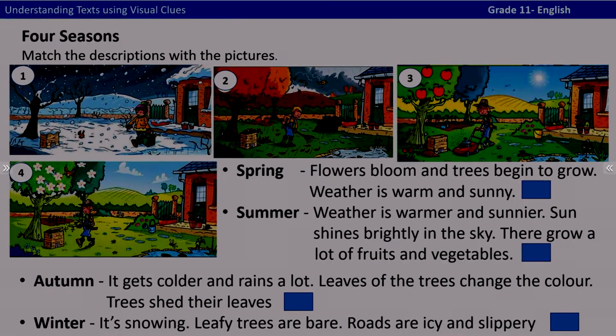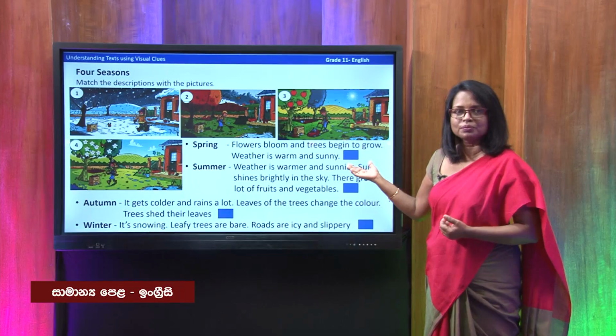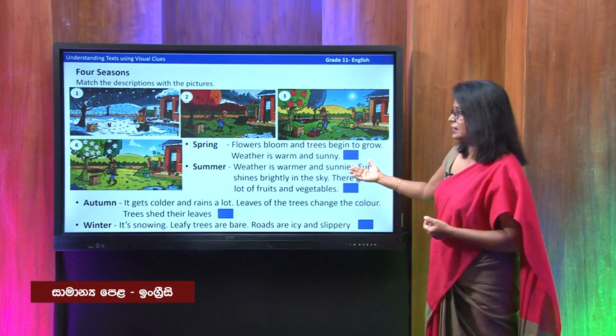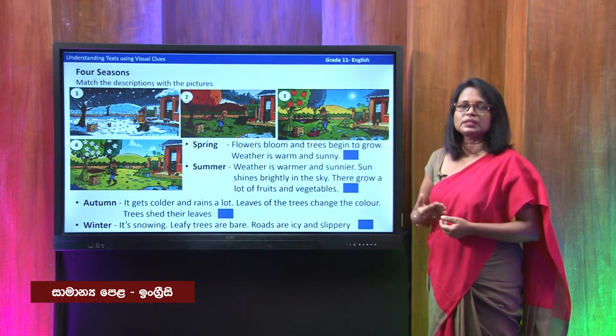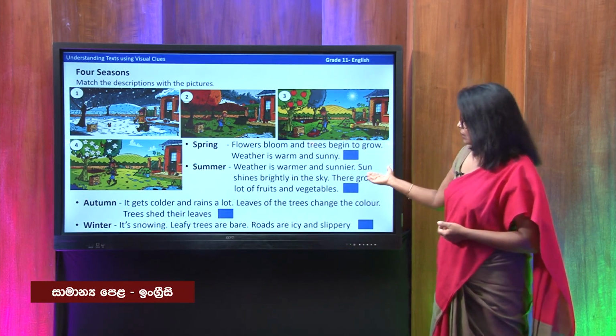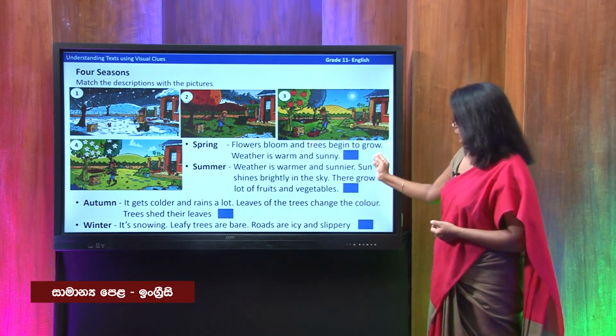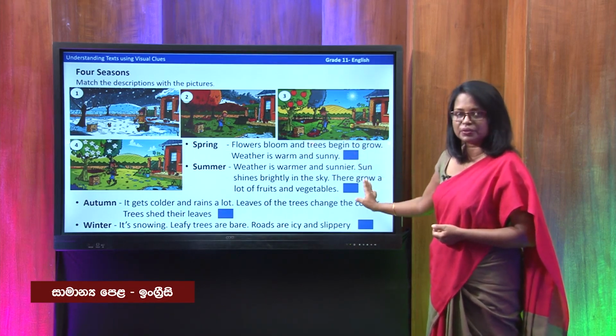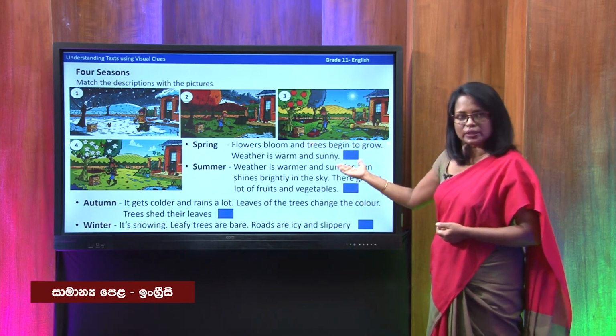Now children, this time you are going to read about the 4 seasons. Now here again I have to tell you one thing. This is also something unfamiliar to you because in Sri Lanka we don't see the 4 seasons. So what you have to do is read the descriptions carefully and to understand these descriptions make use of the pictures. What you have to do is write the number of the correct picture inside the boxes given against each description. So children, now it's your time to do this.